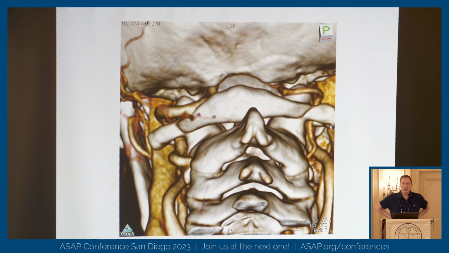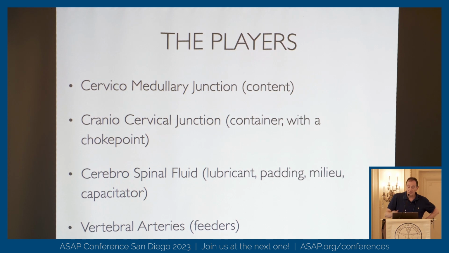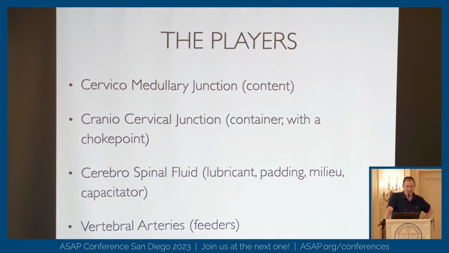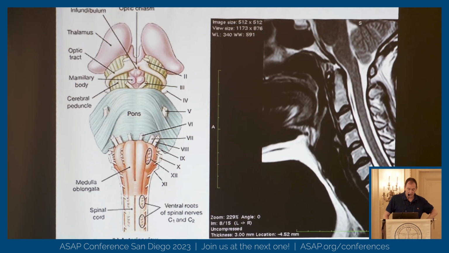The craniocervical junction is the point of conjunction between the spine and the skull. Since all of you know what Chiari malformation is, or at least you have heard it several times, you know this anatomical location. Now, what are the players in this location? What's the cast? There is the cervical medullary junction, which is the junction between the brain and the spinal cord. There is the craniocervical junction, which is the bony box which contains it. There is the cerebrospinal fluid passing by, and there are the arteries feeding all this area.